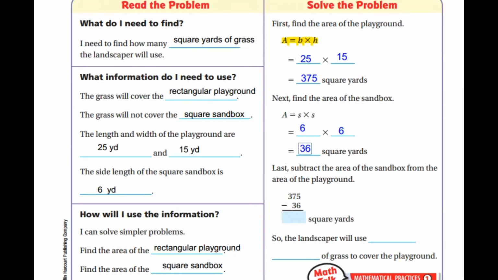375 minus 36 will give me. Can I subtract 6 from 5? No, so I need to borrow from 7. So 7 will be 6 and the 5 will be 15. So 15 minus 6 will be 9. Then 6 minus 3 will be 3. And 3 minus nothing will be 3. So the final answer now would be 339 square yards, the net grass area.